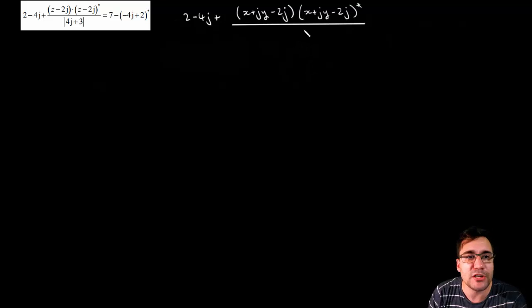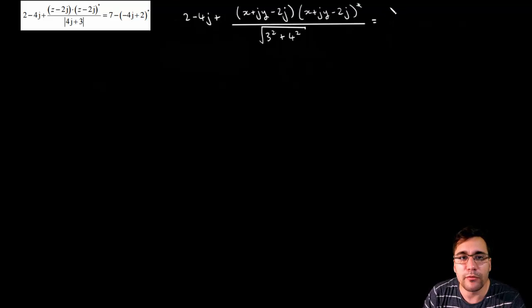Now this bit on the bottom of the fraction is just a magnitude, right? So absolute value, 4j plus 3. The magnitude of the complex number is just found by squaring the real component, squaring the imaginary component, and then taking the square root. And I'm going to try and draw that a little bit straighter. There we go.